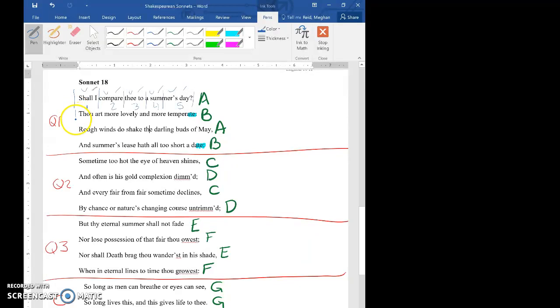So thou art, more lovely, and more temperate. Okay? We give that the 1, the 2, the 3, the 4, and the 5.